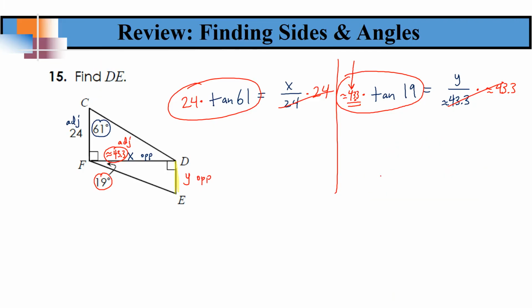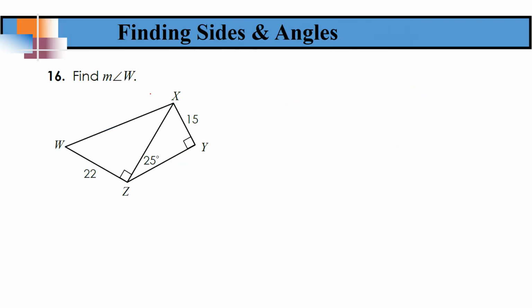Okay, let's try one more like that. In this particular example, they want us to solve for the measure of angle W. Well, angle W is here. The problem is we don't know a whole lot about the rest of this triangle. In fact, we don't know the measures of any of the angles, other than, of course, the right angle.